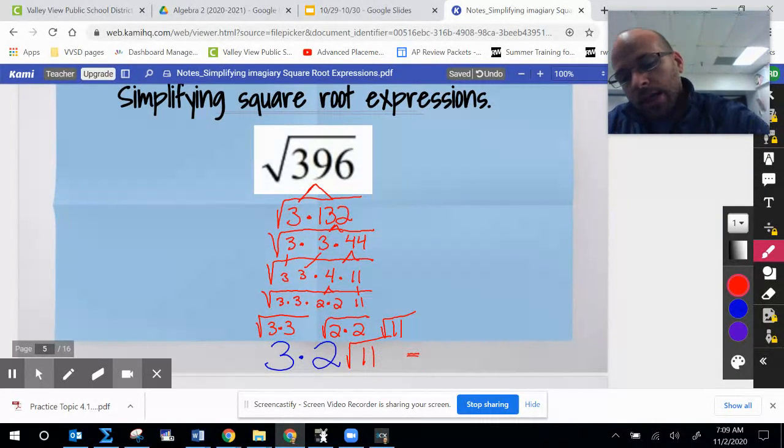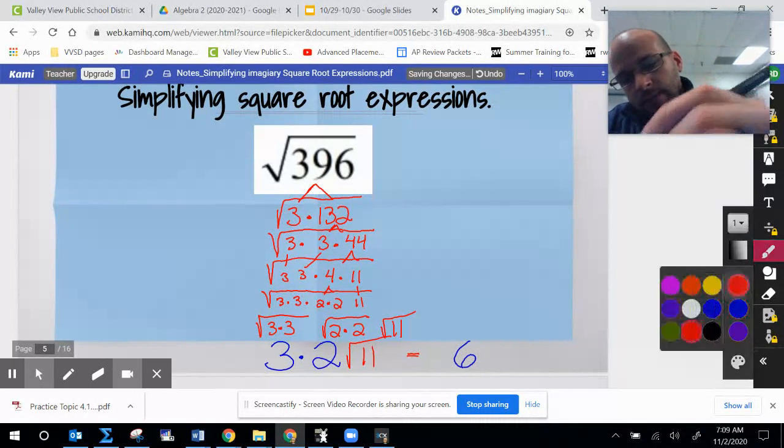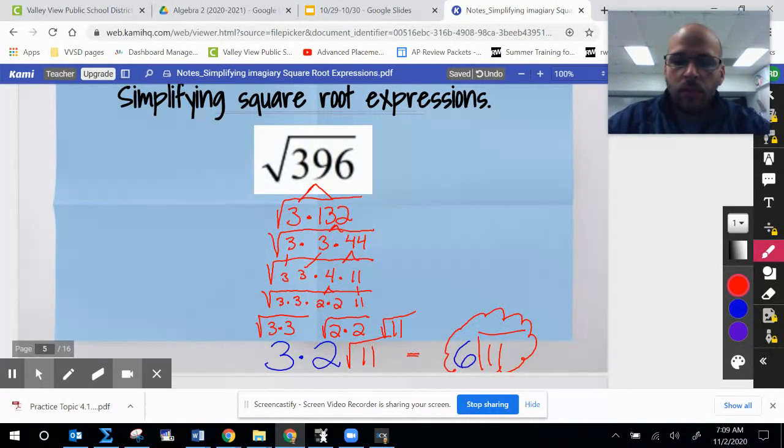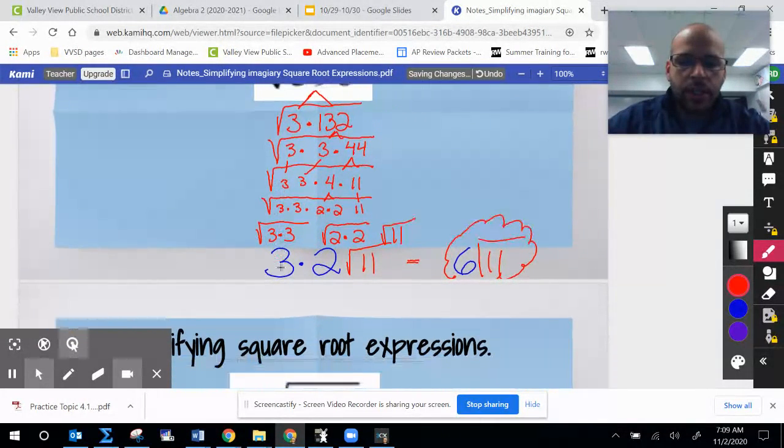So I would write my answer as 6 square root of 11. And that would be my answer. Okay, so let's keep going.